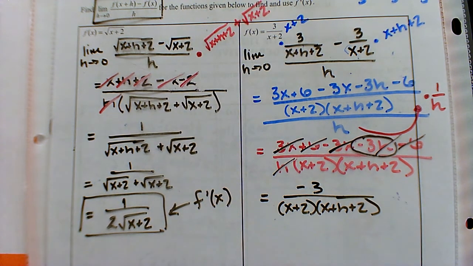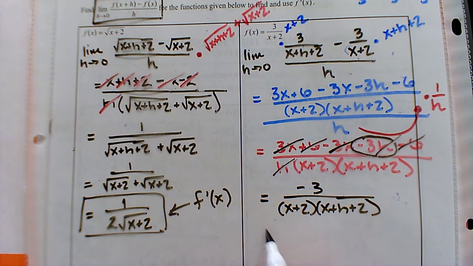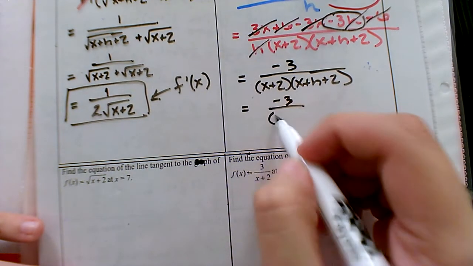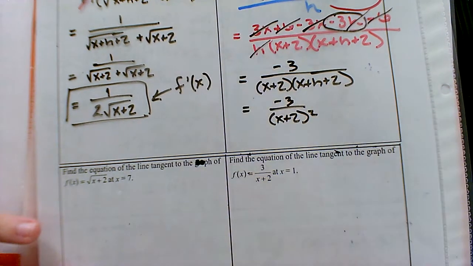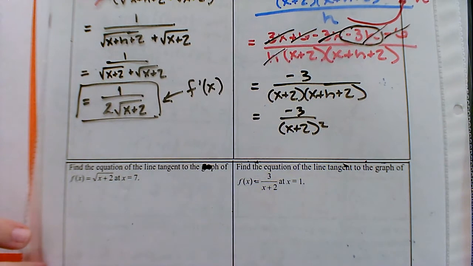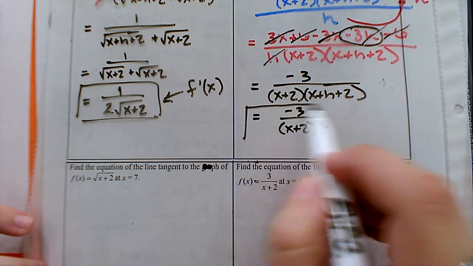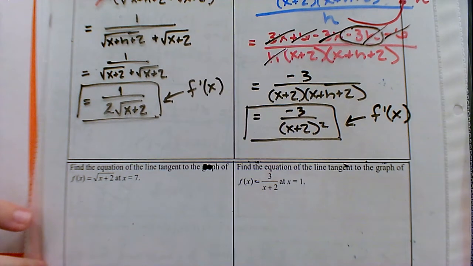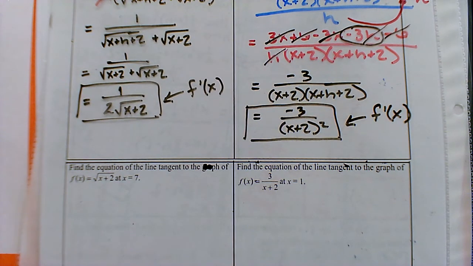Let's try plugging in 0, because we did all of our cancellations. Maybe it'll work now. If the h goes to 0, okay, that h is going to disappear. So we're left with an x plus 2 times another x plus 2. So we could probably represent that as x plus 2 squared. Okay, you have two of them being multiplied together. So there's your derivative, okay, the slope at any point for the original function you started with. You can pick any x value you want.